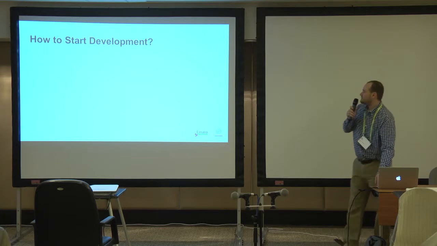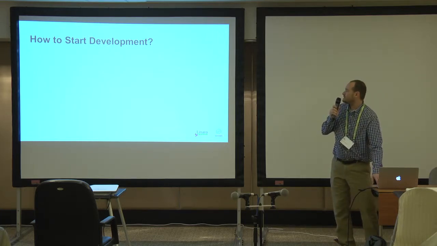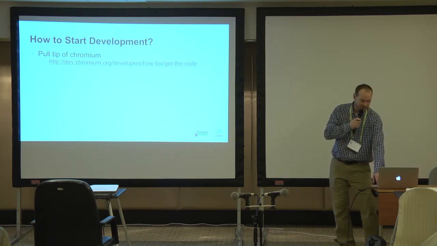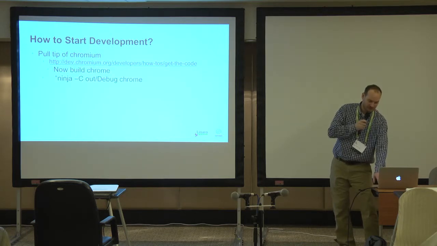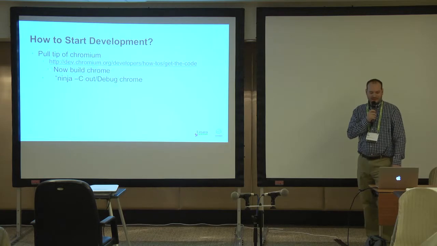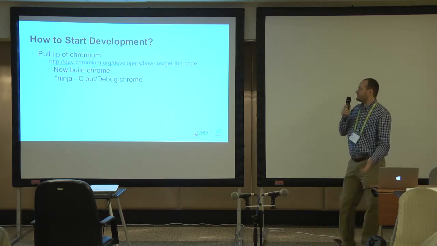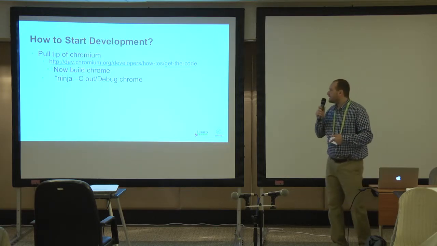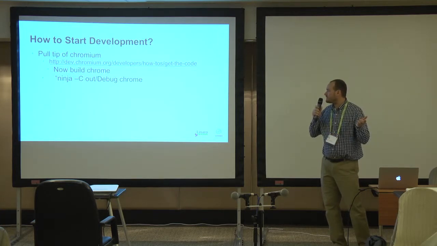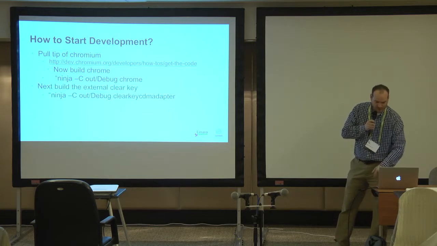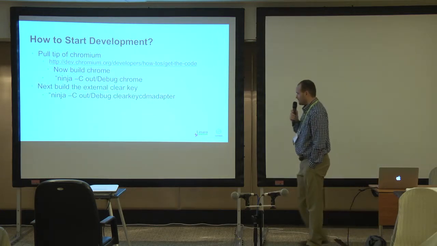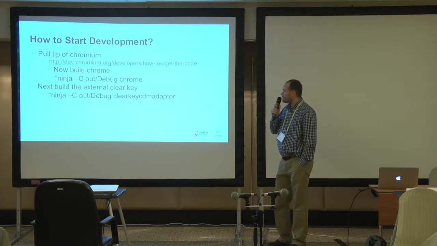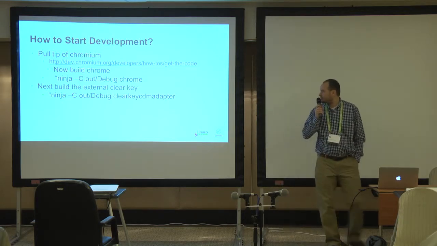All right. So here's the stuff that when you go home and you want to play around with this stuff, how do you get started? Well, you pull the tip of Chromium and you wait an hour, if you're lucky. And you build Chromium, debug. I know the previous presentation said that here's another hour you're waiting, at least. So that's how you get started. You just build Chromium. Now, the external ClearKey that comes with Chromium does not get built by default. So after you get done building Chrome, you build this target of this shared library called the ClearKey Cdm Adapter.